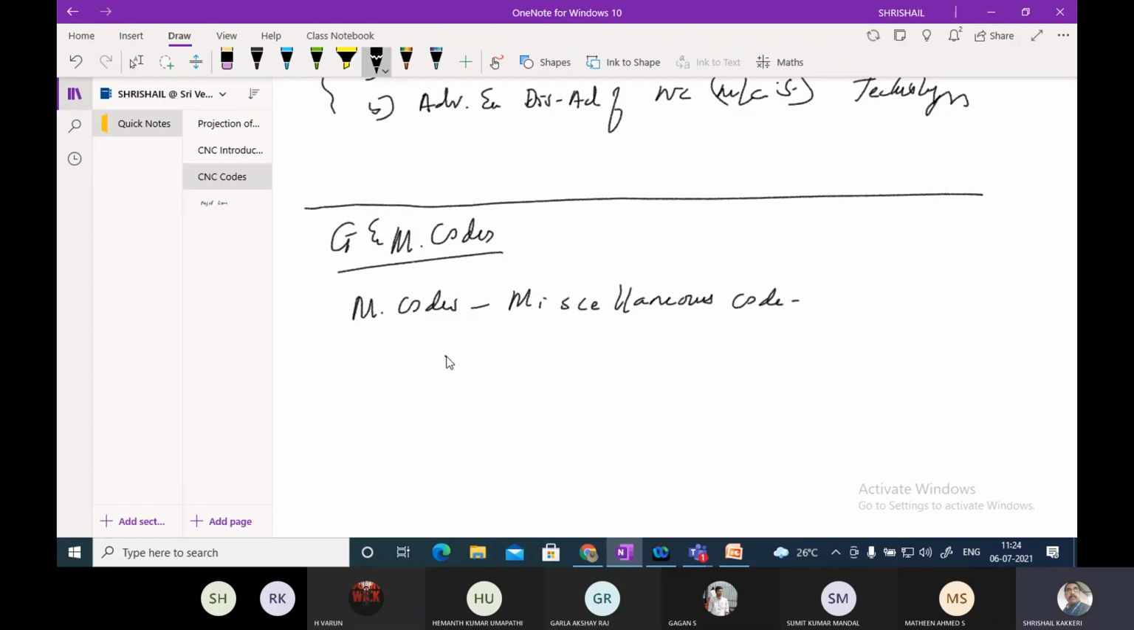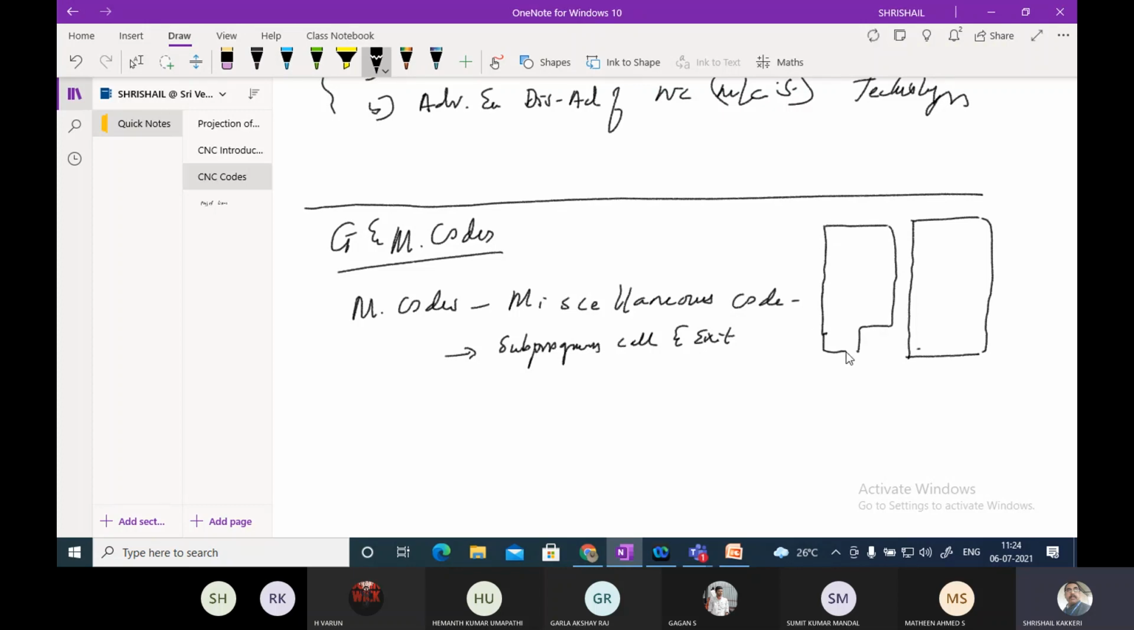And these miscellaneous codes will be used for functions like subprogram calling and exit. What is a subprogram? We are writing a main program. For example, please understand what I am going to do here. I have two workpieces, and these workpieces have different shapes. Here I need to do drilling of a similar kind.